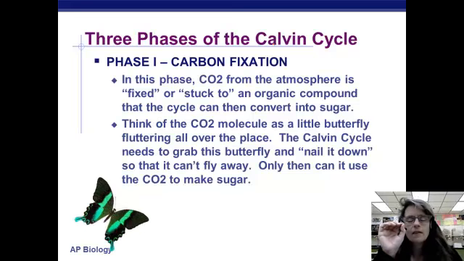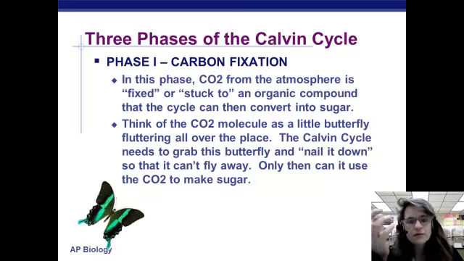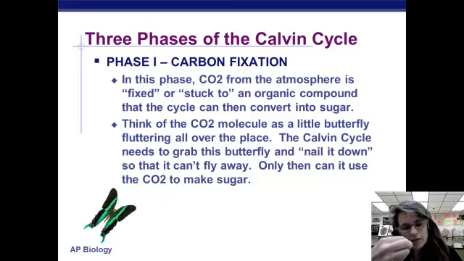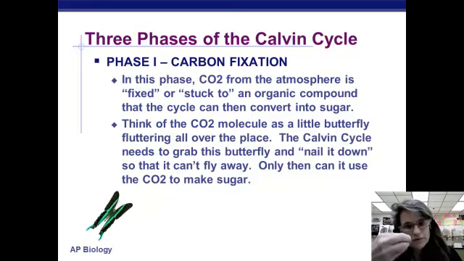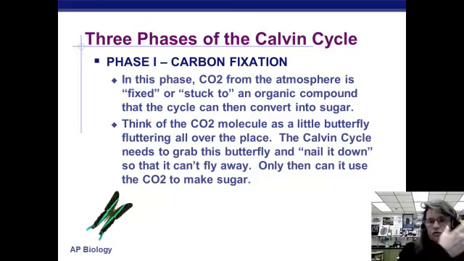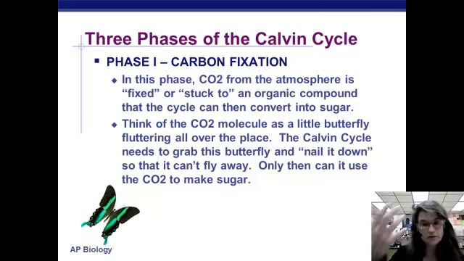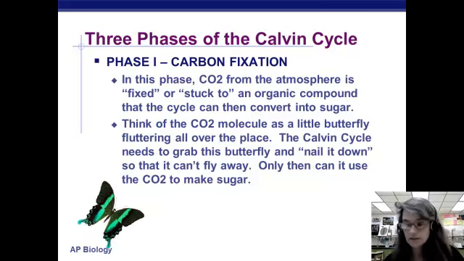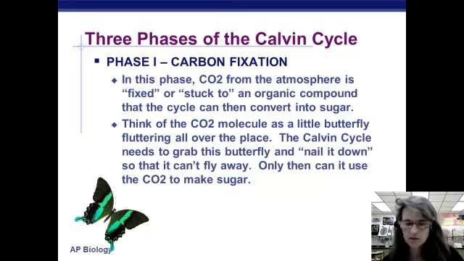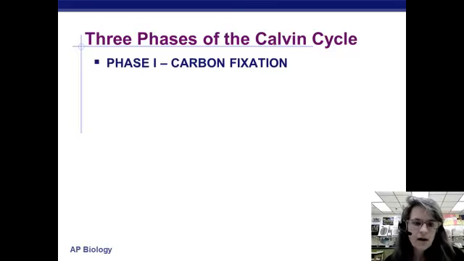Essentially, there are certain chemicals that are able to grab carbon dioxide that enters the leaf through the stomata and attach them to larger carbon compounds so that it will not leave. It will be used to actually make sugar. Okay?